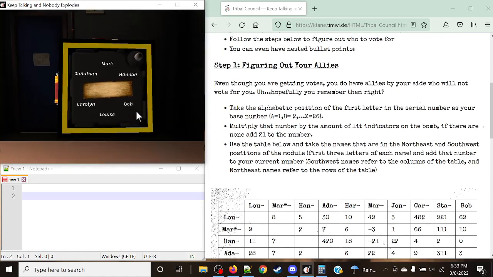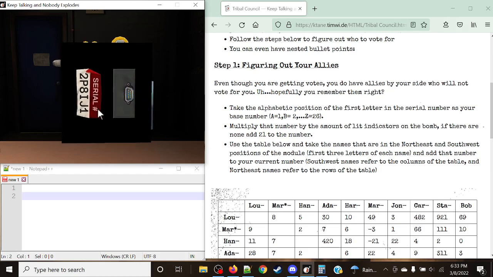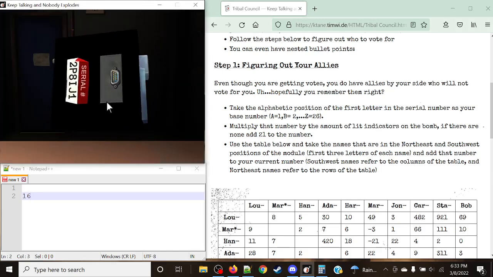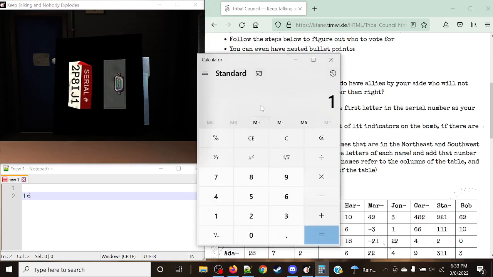Okay, we have the potential of Bob here too. That's interesting. So we have the alphabetic position of the first letter in the serial number, which is a Papa, which is 16. That's going to be what we start with. And now we're going to multiply this by the amount of lit indicators we have on the bottom. In this case, there are none, so we're going to be adding 21 to this. So 16 plus the 21 is going to be 37.